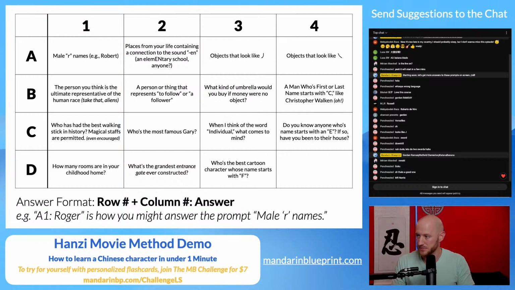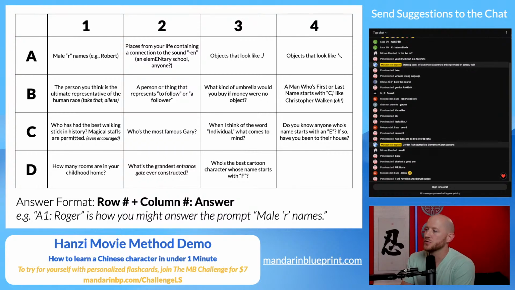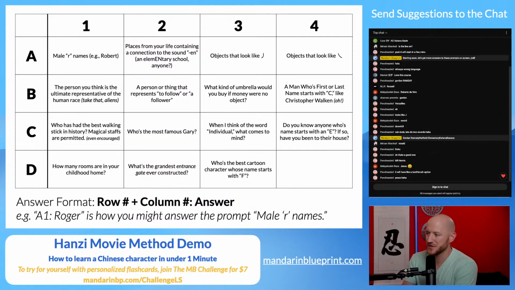Machine gun umbrella. Okay. And then next, a man whose first or last name starts with C, like Christopher Walken.